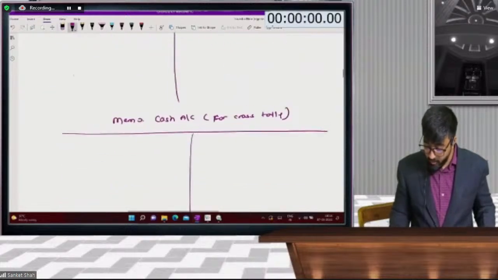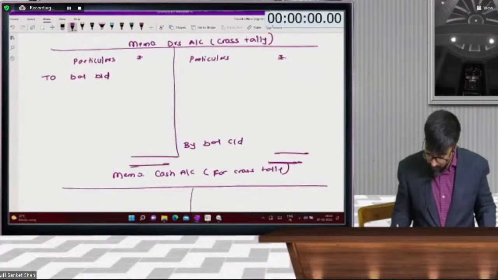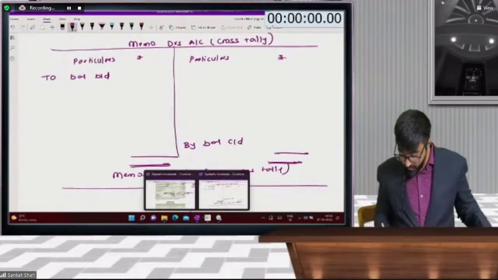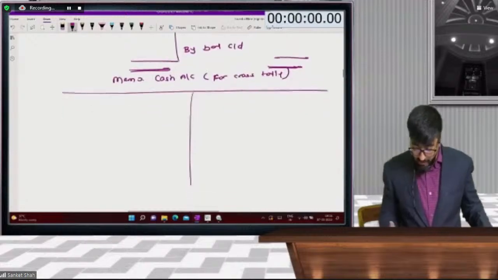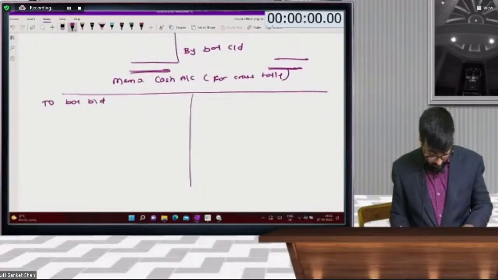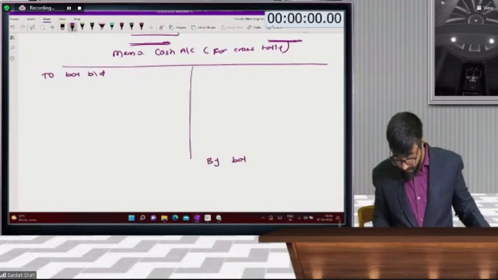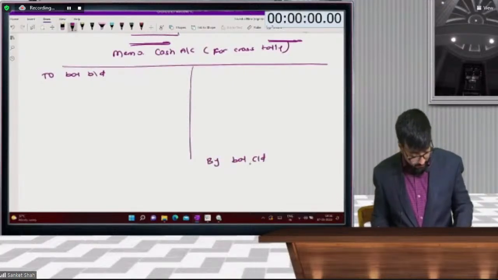To balance brought down, by balance carried down on the last line before taking a total. To balance brought down, and in cash also write down to balance brought down. Yes, I changed it. Cash balance. Thank you, beta.